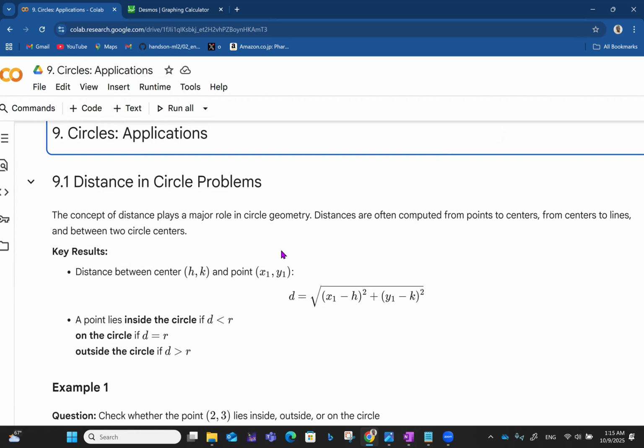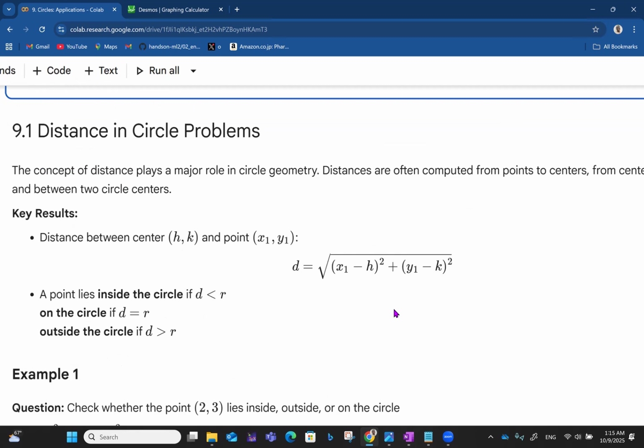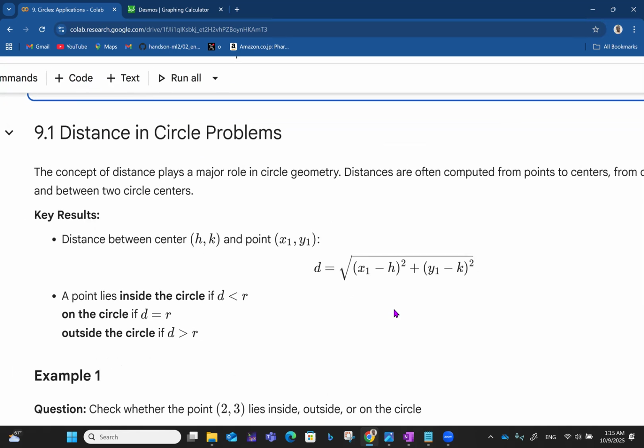Now here we have some key results. The distance between the center of a circle (h, k) and any point (x1, y1) is simply d, which is the square root of (x1 minus h) all squared plus (y1 minus k) all squared. With the distance, we can say that a point lies inside the circle if d is less than r. The point lies on the circle if d is equal to r, and the point lies outside the circle if d is greater than r.